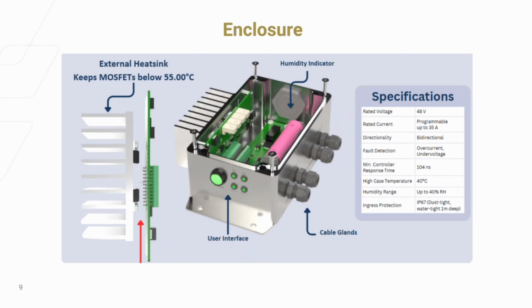Our product features an aluminum enclosure engineered for strength while keeping weight relatively low. Components include a user interface with a set reset button and LEDs to indicate whether it is on or off. Cable glands are used to keep wires secure and watertight. A humidity indicator is also being used to keep track of relative humidity, and a silica gel packet will be used to keep the enclosure from getting too moist.